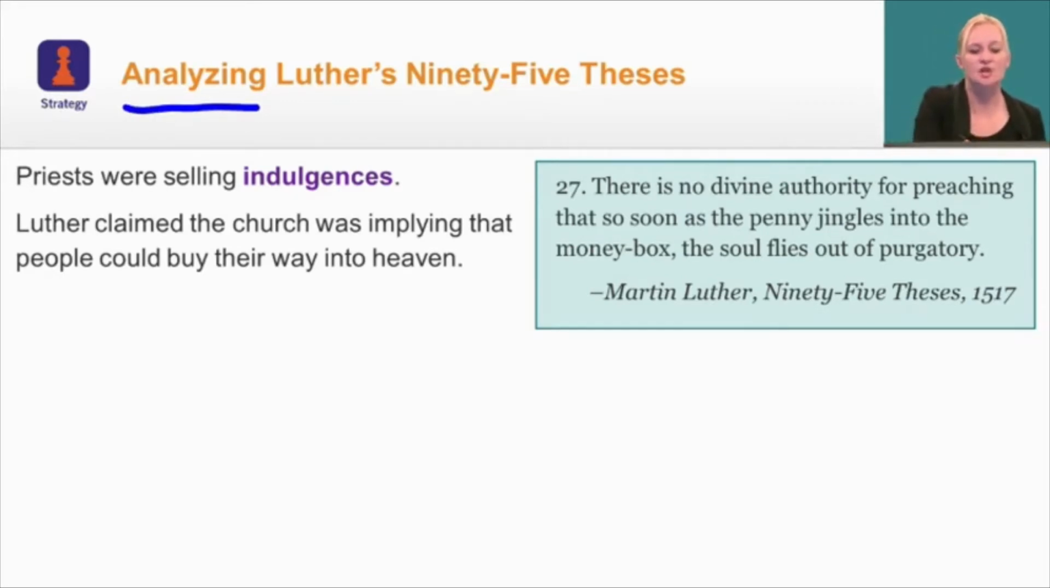Priests were selling indulgences at this time, and an indulgence is the process by which people can pay money to the Catholic Church and then buy their way into heaven. If I give the church a certain amount of money, then they will give me a blessing. And when I die, my soul will make it into heaven because I've given the church money. And Luther believed that this was wrong. He claimed that the church was implying that people could buy their way into heaven.